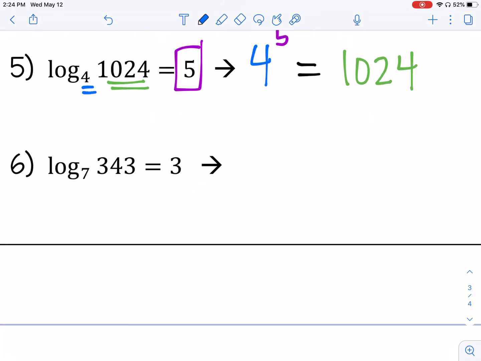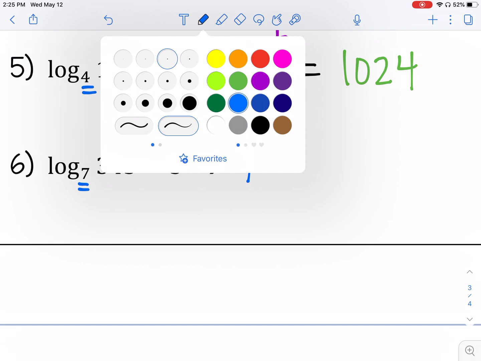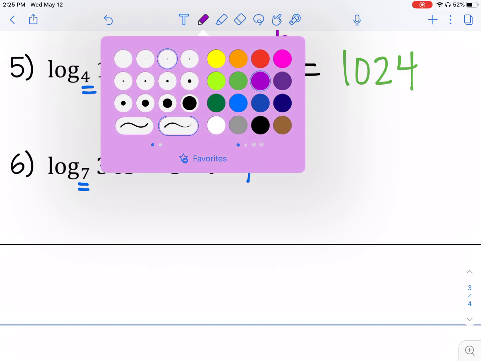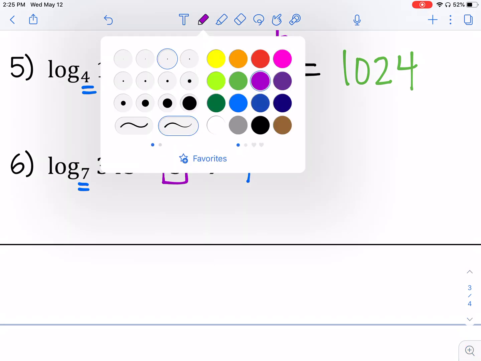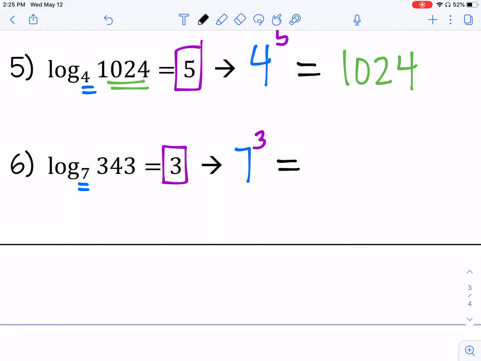Okay, log base 7, our base is 7, to what exponent? 3, because that gets isolated in our logarithm form. 7 to the 3rd is equal to our power of 343.